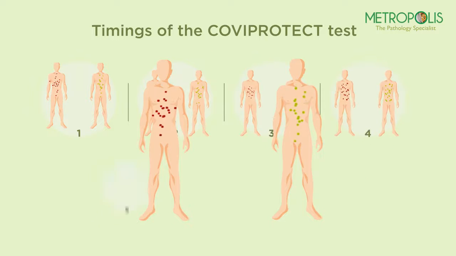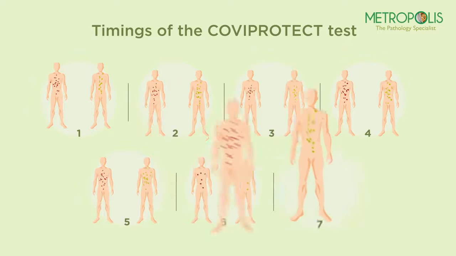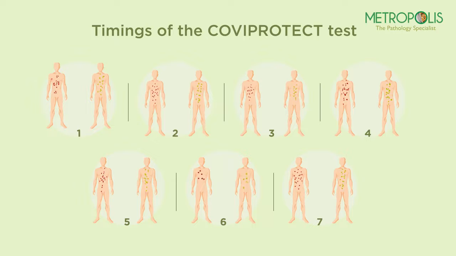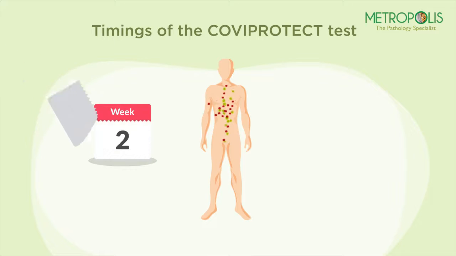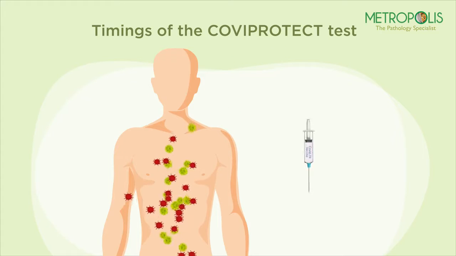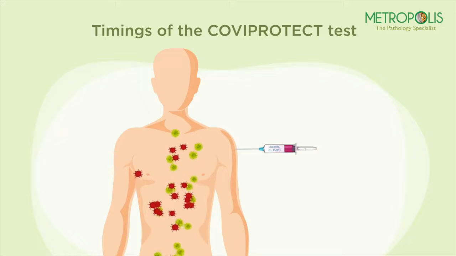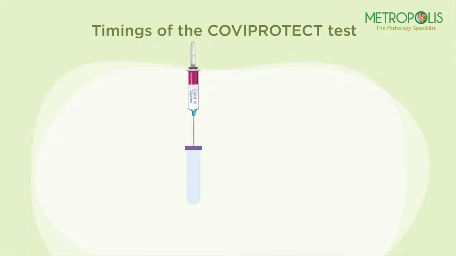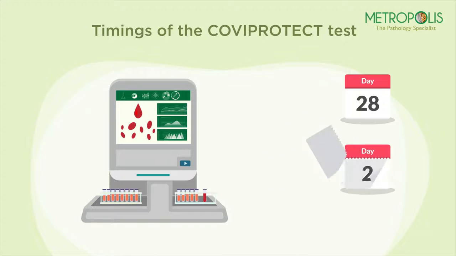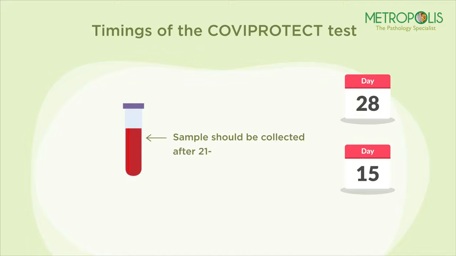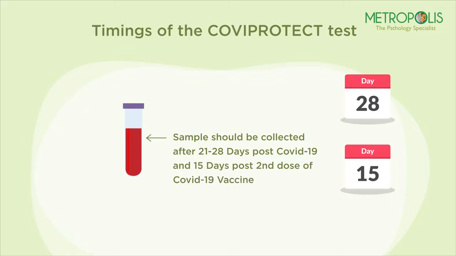There is a significant inter-individual difference in the levels and chronological appearance of antibodies in COVID-19 patients, but median seroconversion has been observed at approximately 2 weeks post-exposure. It is advisable to test for the neutralizing antibodies 21 to 28 days post-COVID-19 SARS-CoV-2 infection and 15 days post the second dose of the COVID-19 vaccine for detectable levels of neutralizing antibodies.